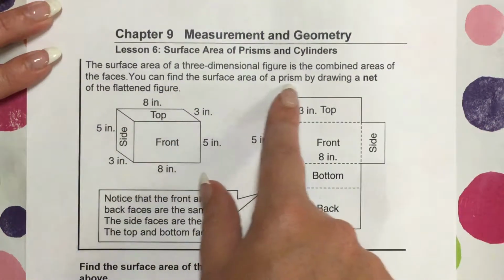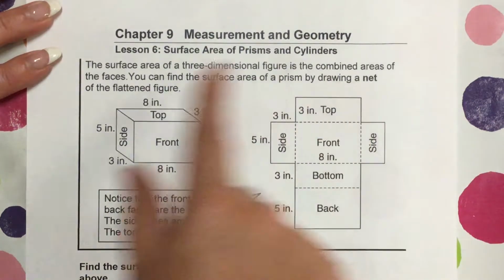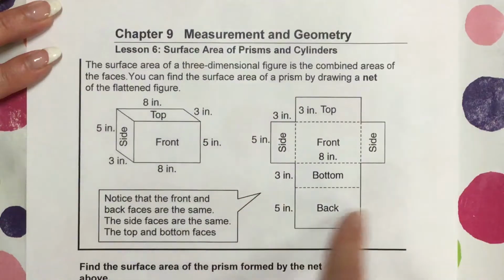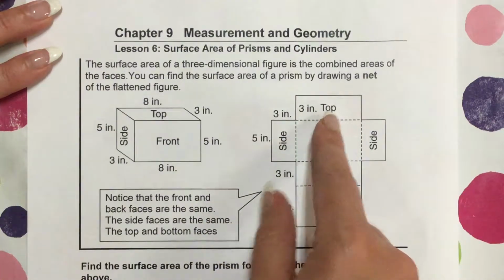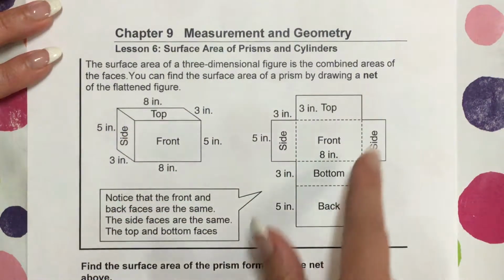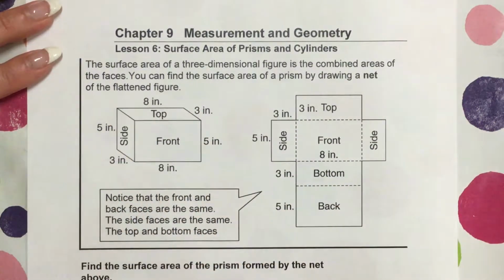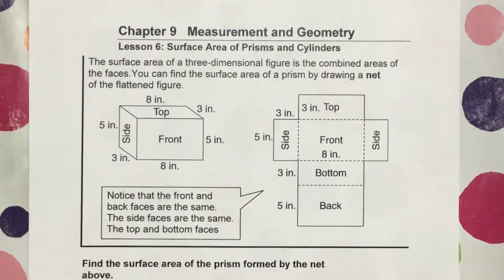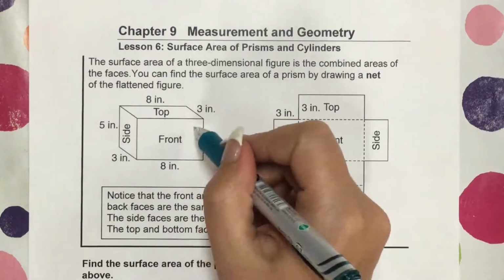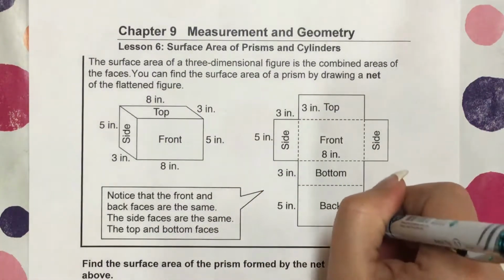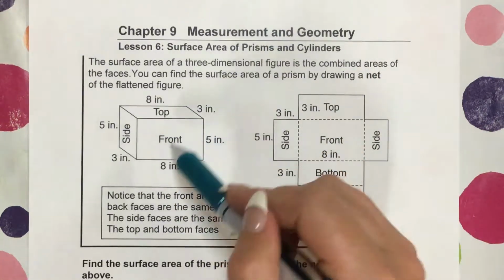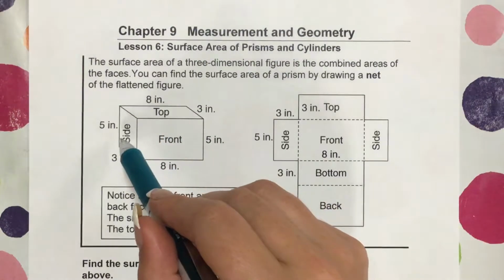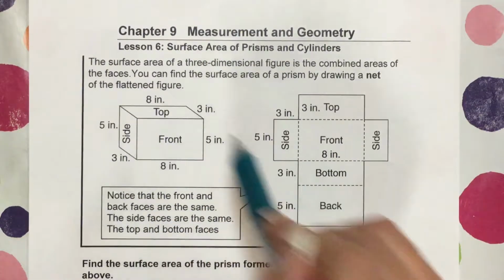You can find the surface area of a prism by drawing a net of the flattened figure. So here is a net of this figure. Now, if you see, this is where all the faces are shown. The front and the top and the side is what we saw. But there's also these other faces which are kind of hidden in the picture, but they're still there. So for this picture, it has a front face and it also has a back face. And they're identical, the front and the back. Also, there's a top and there's a bottom. And then there's a face on this side and there's also a face on this side.